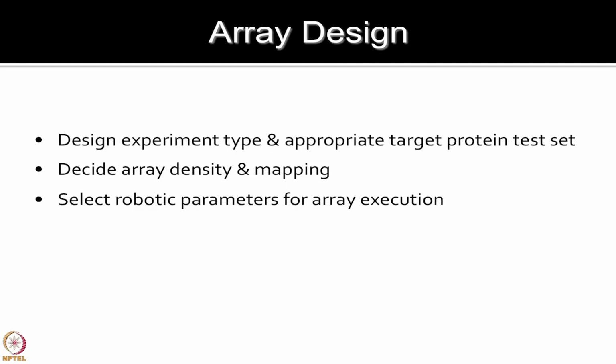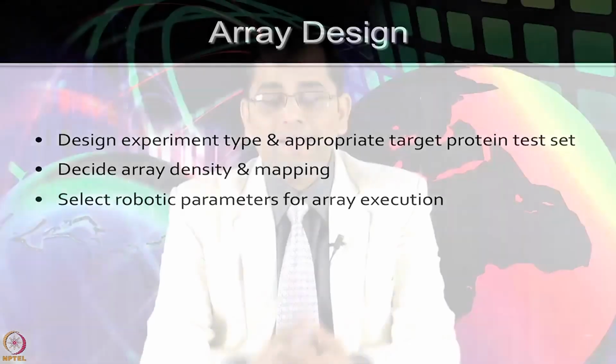Before any experiment actually starts, you will have to spend months and months of time thinking about what you want to print on the chip. Many times you do not want to just do the screening on all 20,000 spots. You want a carefully designed array which can give you a very meaningful answer. So, you have to do a lot of intense work on knowing the literature, understanding which biological question you want to address, and accordingly decide the array density, the array map, and then the robotic parameters which are going to execute the array printing.